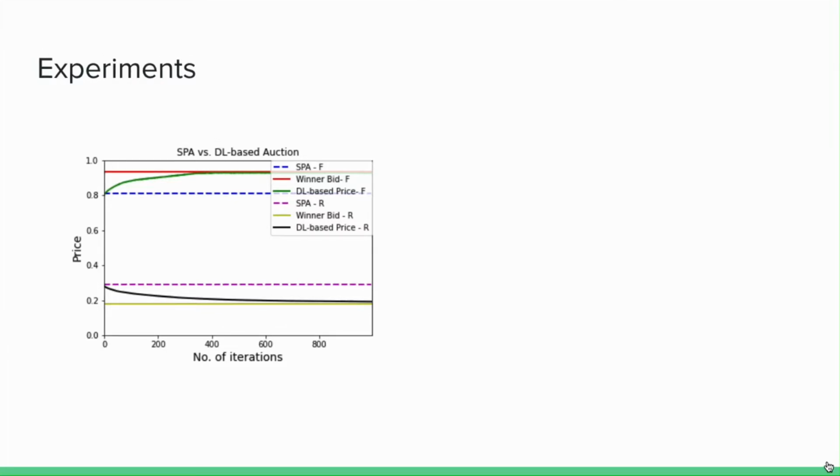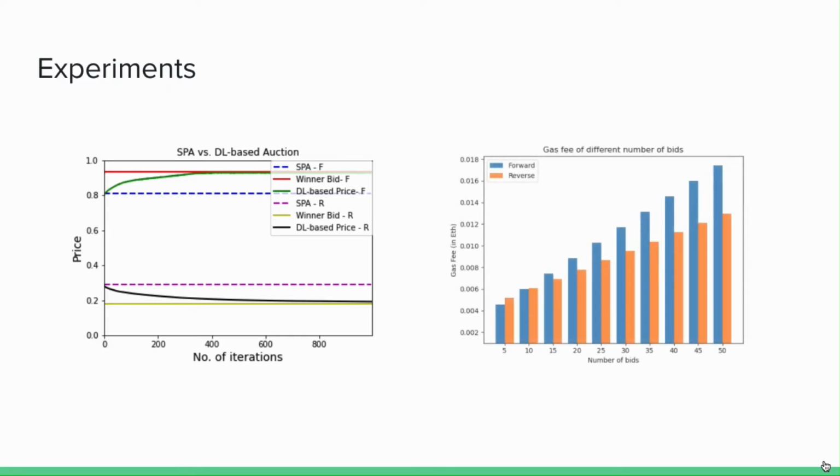Next, since all auctions will be carried out on the blockchain and there is a gas fee to be paid for each transaction, it is necessary to perform evaluation on the gas fee for different number of bidders to verify the scalability of the application. In our experiment, it is shown that the gas fee increases linearly with number of bids. This is true for both the forward and reverse auction. For example, it costs only about $50 to hold an auction for 50 bidders.